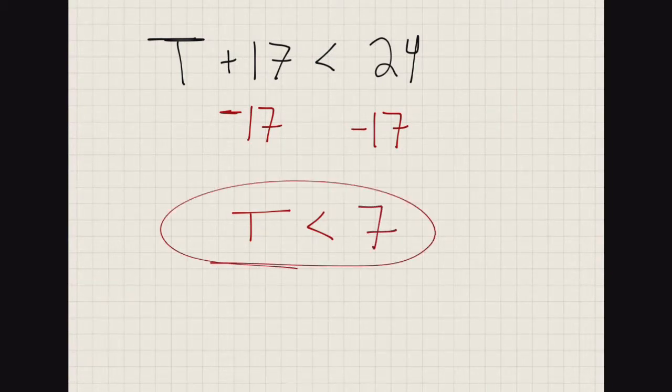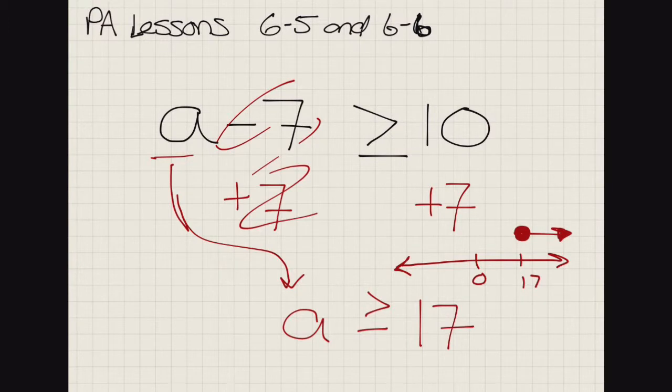Wait, on the last thing you just did, for the graph, which way does it go, right or left? Right. Because A has to be greater than 17.